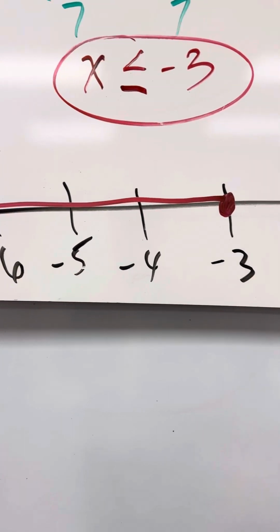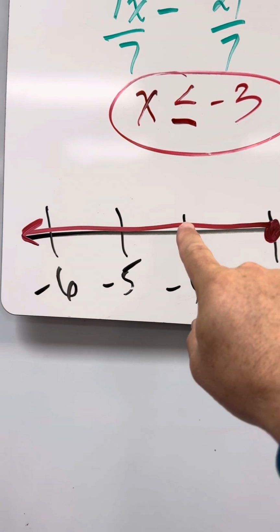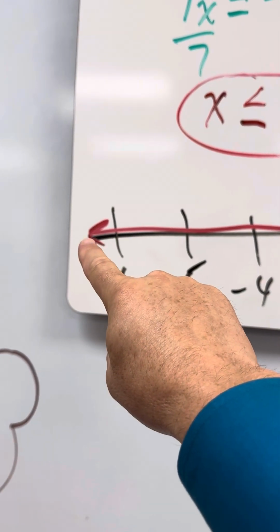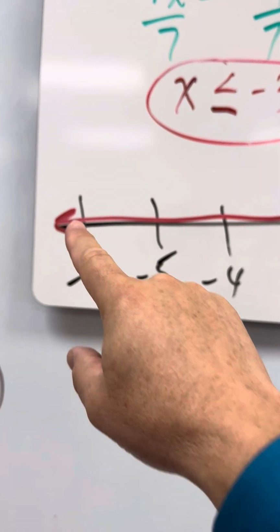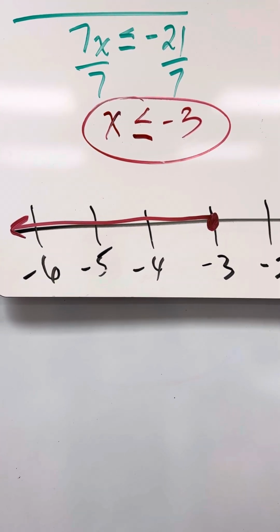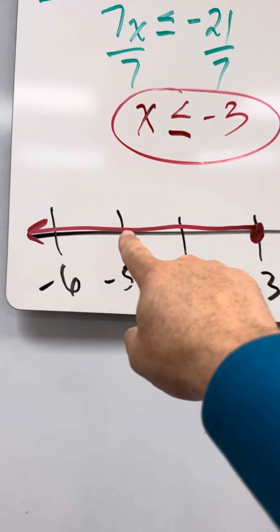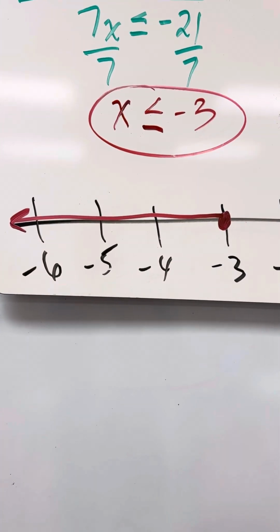Then the second part of the answer, you have to go here, you have to click and drag the line all the way until the arrow pops up. If the arrow doesn't pop up, Delta Math will mark it wrong, okay? So you click and hold and drag all the way to the left.